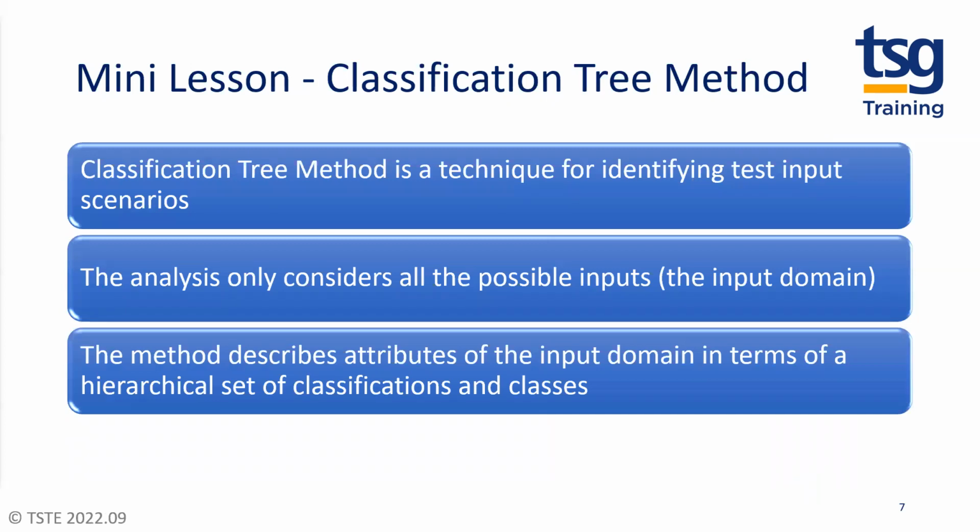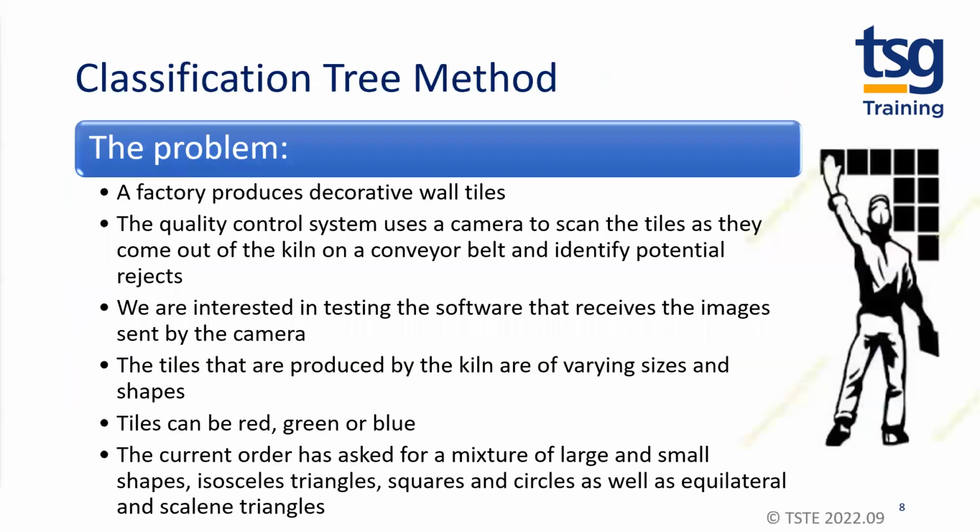So, the classification tree method is a technique for identifying test input scenarios. The analysis only considers all the possible inputs, and the method describes the attributes of these inputs in terms of a hierarchical set of classifications and of classes. And it usually makes more sense with a worked example. So let me show you that now.